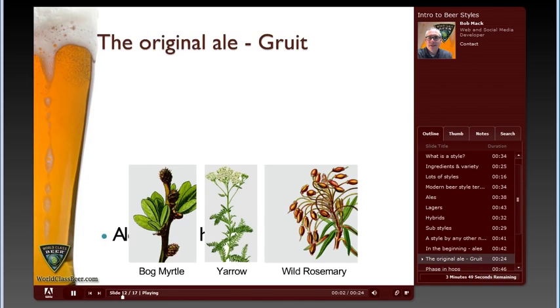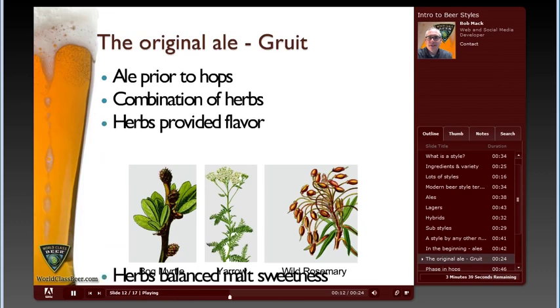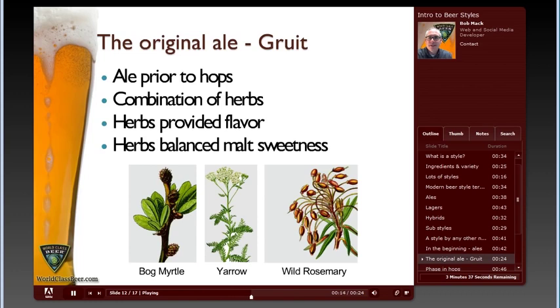Prior to the use of hops, beer was flavored with a combination of herbs. Today we commonly call this mixture gruit. The herb mixture served to flavor the beer and to balance the malt sweetness. Gruit was commonly flavored with a combination of bog myrtle, yarrow, and wild rosemary, although many other combinations existed based on what was available to the local brewer.